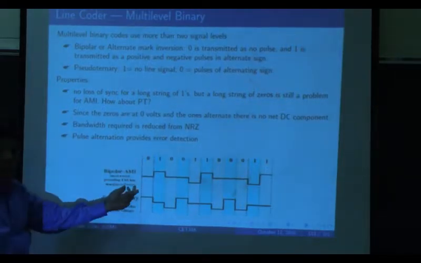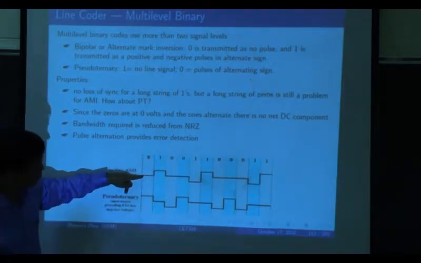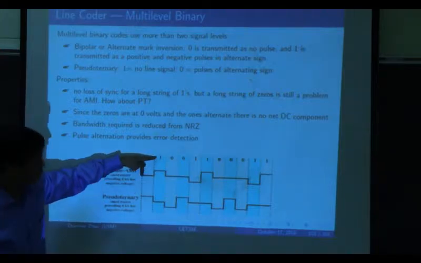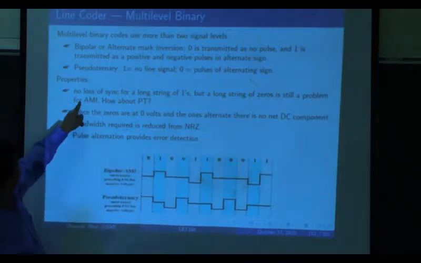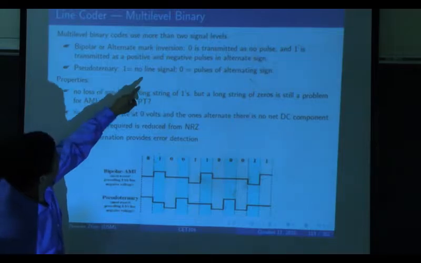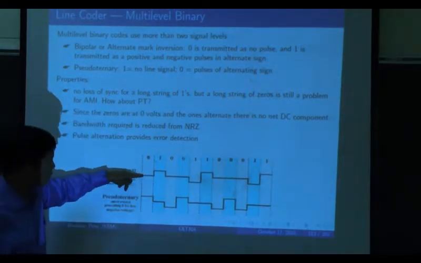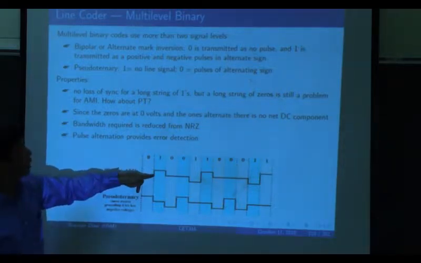I want some explanation. Okay, the first one is 1. Sorry, the first one is 0. It's here. While this one is this. Alright, that's AMI. So what is AMI? AMI means 0 is transmitted as no pulse. So 0, no pulse here. And 1 is transmitted as positive and negative pulses in alternating sign.